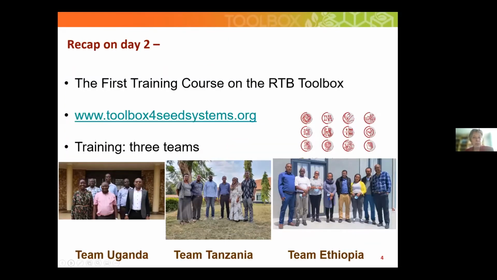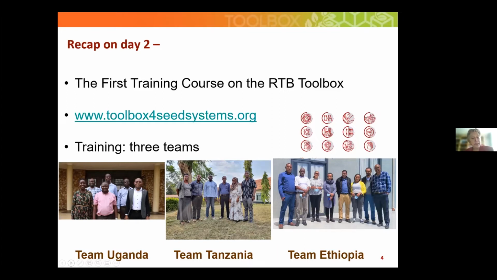The teams that you will see presenting this week: we saw one team yesterday, the Uganda team, today the Tanzania team, and tomorrow the Ethiopia team. These three teams also participated in the seminar in July, where the tools were more elaborately presented.